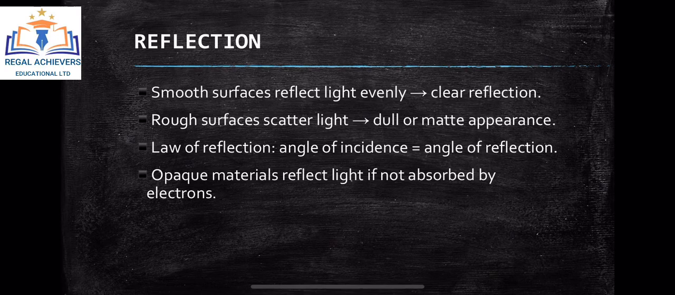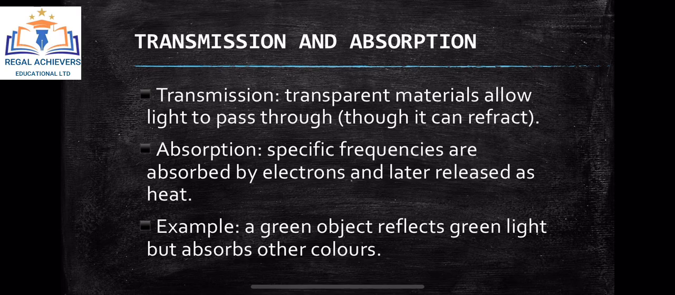Reflection. Smooth surfaces reflect light evenly, like a clear reflection, but rough surfaces scatter the light, giving a dull or matte appearance. The law of reflection states that the angle of incidence is equal to the angle of reflection. And opaque materials reflect light if not absorbed by electrons. Transmission and absorption. In transmission, transparent materials allow light to pass through. But in absorption, specific frequencies are absorbed by electrons and later released as heat. Example, a green object reflects green light but absorbs other colors.